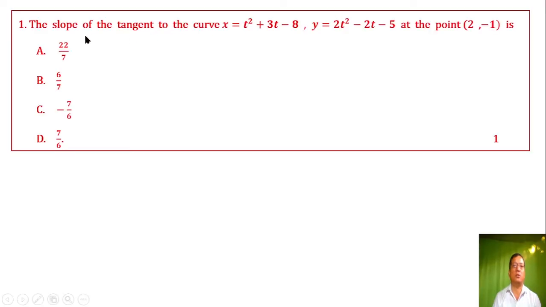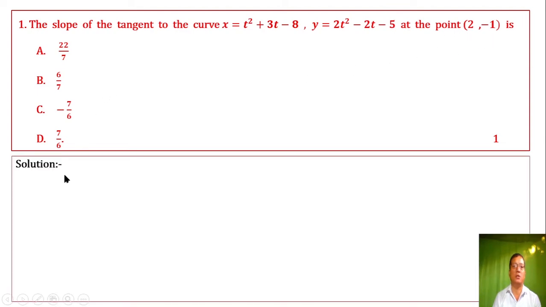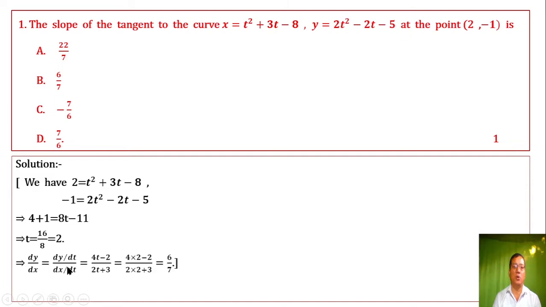Question number 1. The slope of the tangent to this curve at the point (2, -1) is. For solution, we have x equal to 2, that gives 2 equal to t square plus 3t minus 1. Y equal to -1, that gives -1 equal to 2t square minus 2t minus 5, from which we eliminate t and t square, and we get t equal to 2. dy/dx is (dy/dt) divided by (dx/dt), whose derivative is this, whose derivative is also this. Put t equal to 2, we have 6 by 7. Correct answer is B.